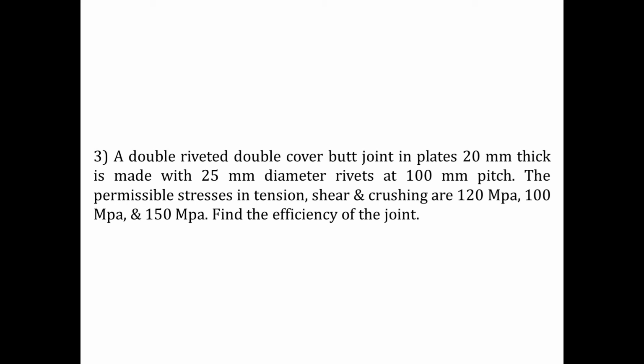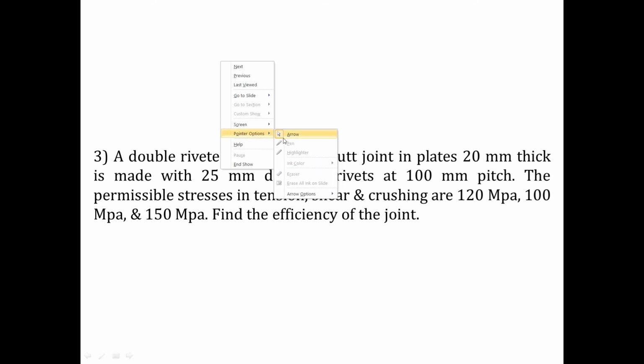So first of all, let us identify what type of rivet joint is given in the problem. I can see from the very first line that the rivet joint which is being used is nothing but double riveted double cover butt joint. That means I can draw the rivet joint like this.